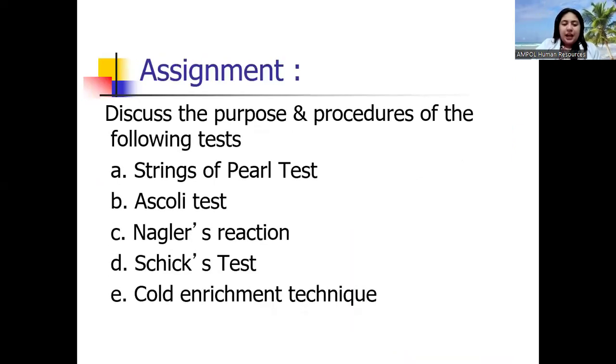So you have your assignment. Please do the assignment. Describe the following procedures: string of pearl test, Ascoli, Nagler's reaction, Schick's test, and the cold enrichment technique. This is your assignment; pass it in.